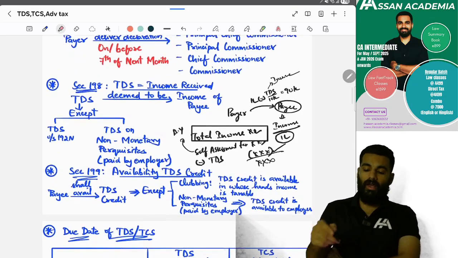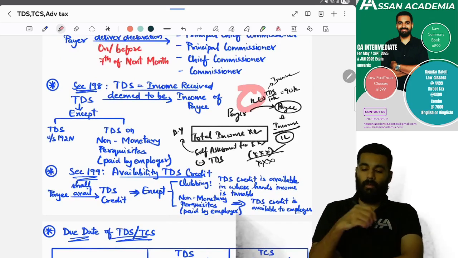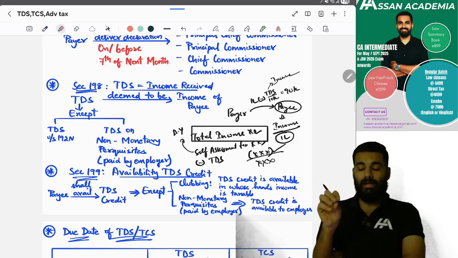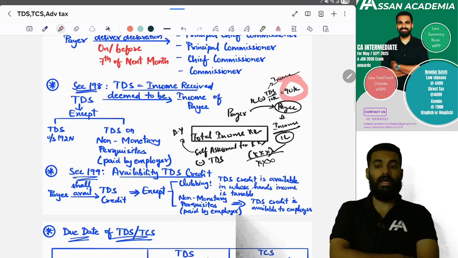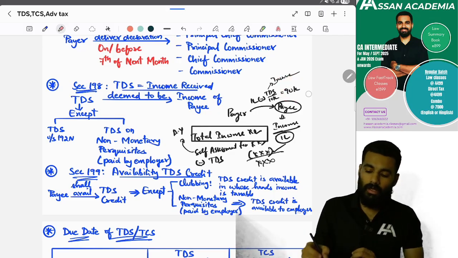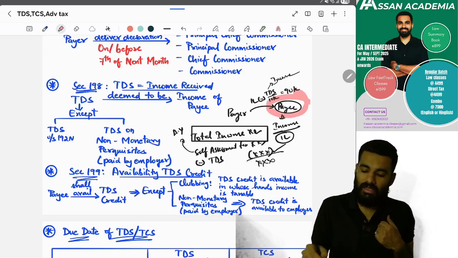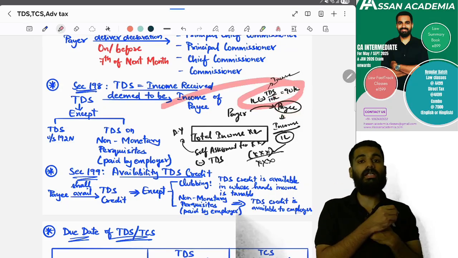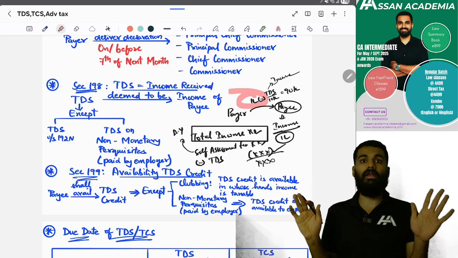Now, the payer has to pay 1 lakh rupees. But let's say TDS is 10%. 10% is deducted and 90,000 rupees is now getting paid. Yes or no? Yes. Now tell me, in the hands of the payee, what is the income he is receiving? Is it 90,000 rupees or 1 lakh rupees? It is the entire 1 lakh rupees that will be the income.